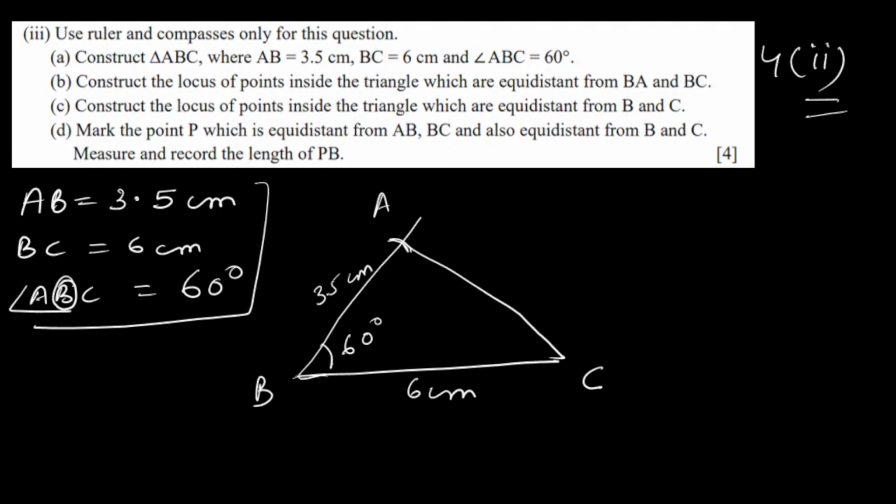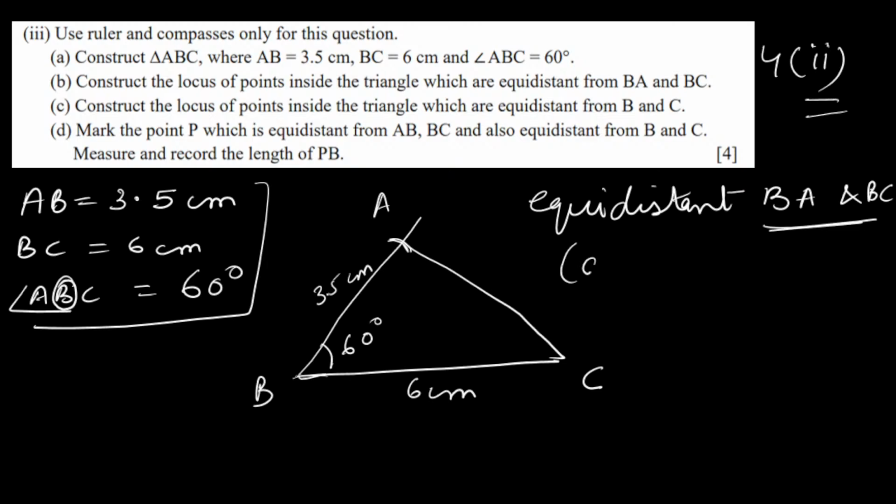What we have to do: construct the locus of a point inside the triangle which is equidistant from BA and BC. So the locus of a point equidistant from two lines. Whenever I say equidistant from two lines, like BA and BC are two lines, in that case we always have to draw the angle bisector. So this is very, very important. You have to remember the concept.